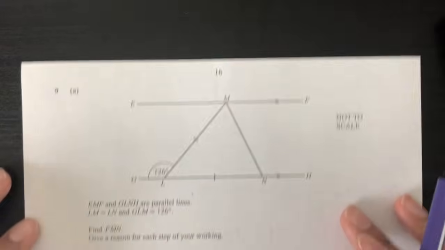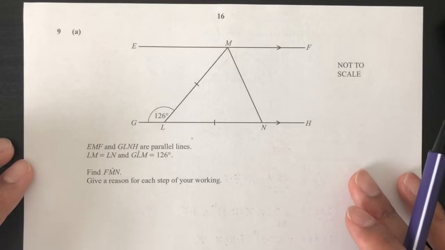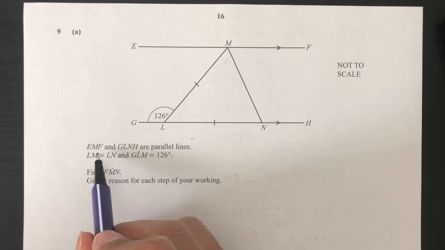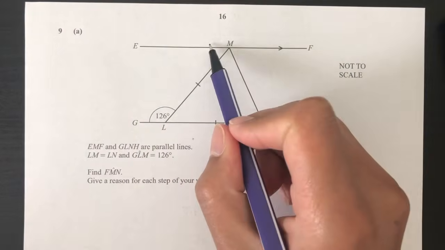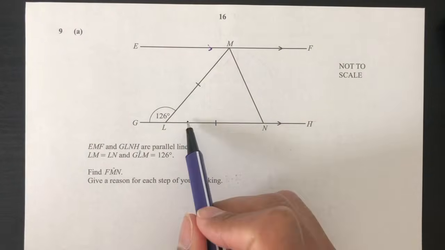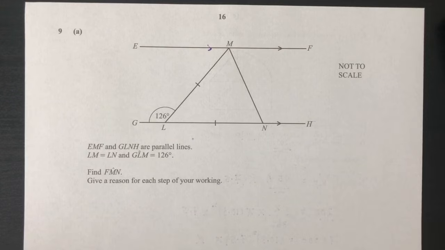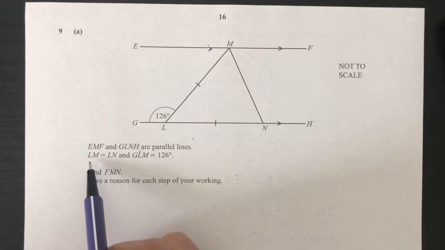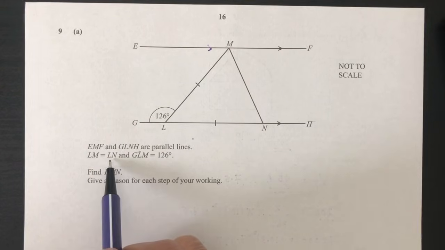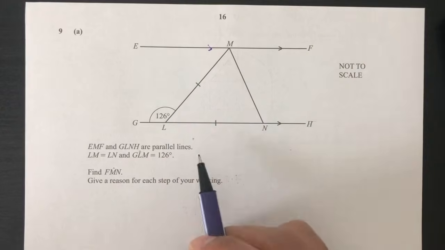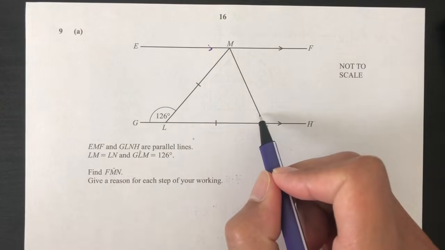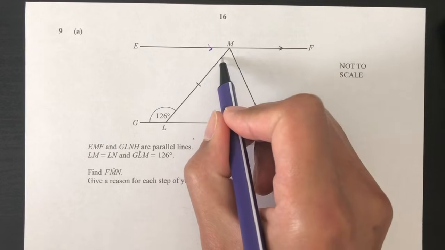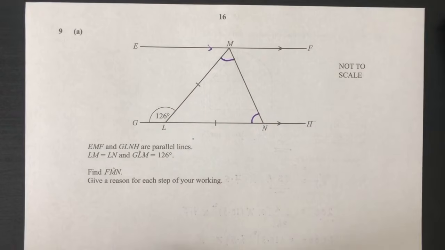Let's move on to the next part now. Here it says EMF is a line, and these two are parallel lines. So these two are in the same direction, right? Now we have the angle, so LM equals LN. So these two are the same. From this we can derive that this angle here is equal to this angle here, right?